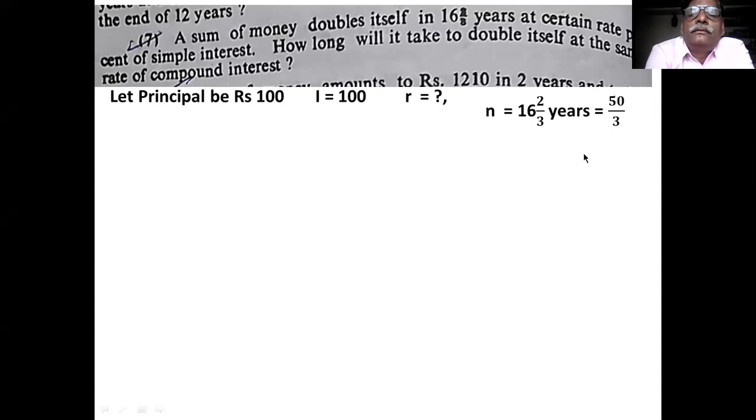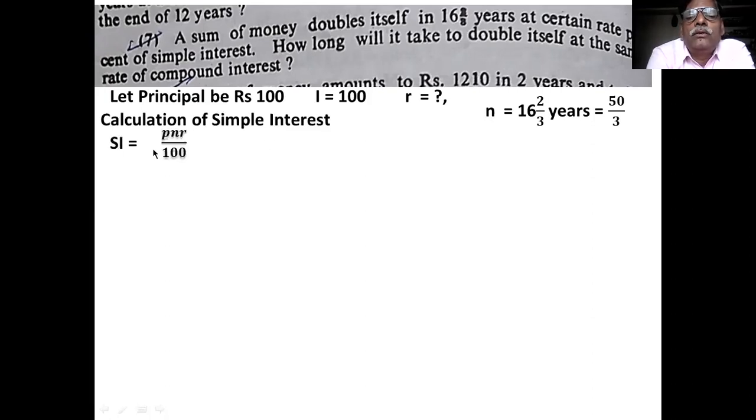You simplify it. 3 into 16, 48. 48 plus 2, 50. 50 divided by 3. Like this you take. N is equal to 50 by 3. Then apply the simple interest equation. Simple interest equation is SI is equal to PNR divided by 100. If you place the values, 100 is the interest, principal is 100, n is 50 divided by 3.